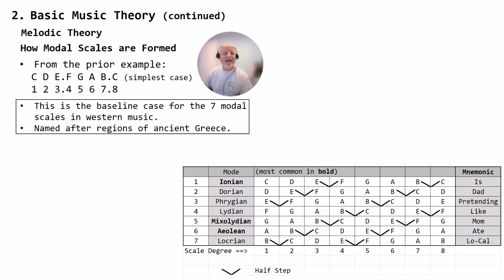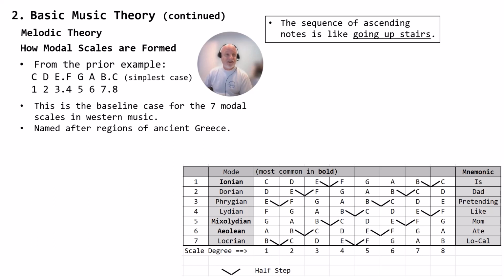This is the baseline case for the 7 modal scales in Western music, and you might wonder why these things have such weird names. These are really old modes. They go back to medieval times, and they were named after regions of ancient Greece.